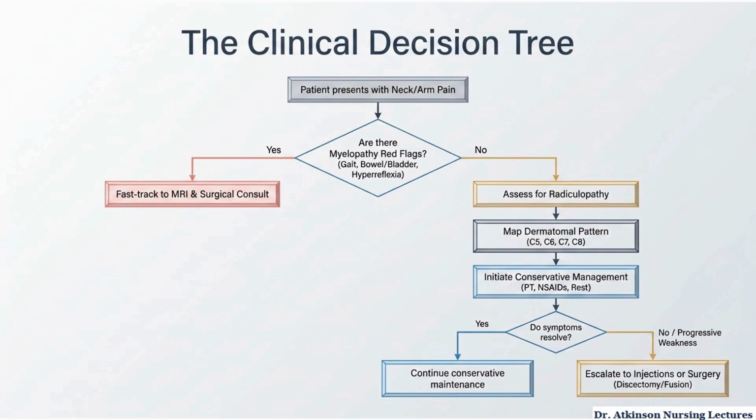If red flags are present, the patient requires urgent MRI and surgical consultation. If no red flags exist, management focuses on identifying the affected dermatome and beginning conservative therapy with rest, NSAIDs, and physical therapy. Failure to improve or progressive weakness may require escalation to injections or surgical intervention.